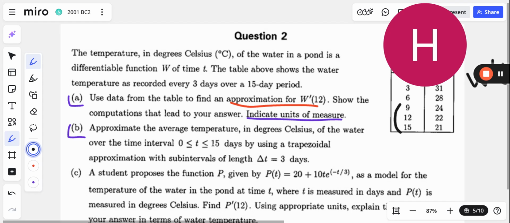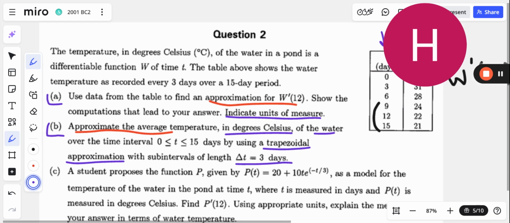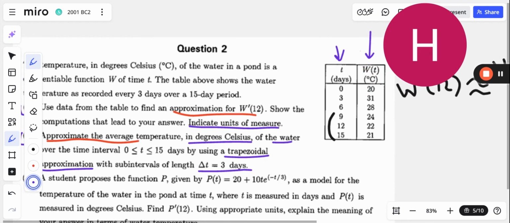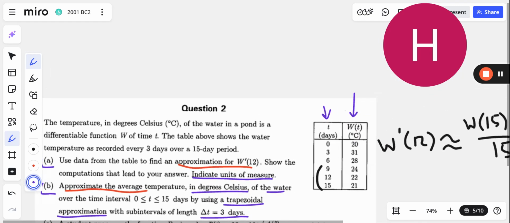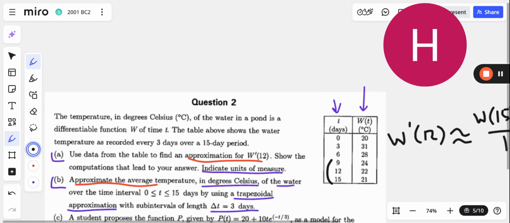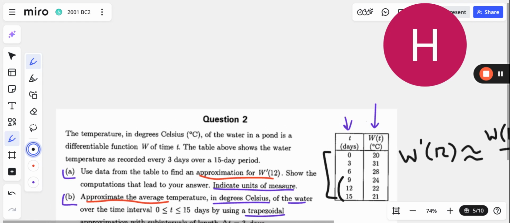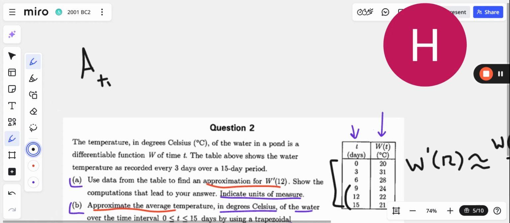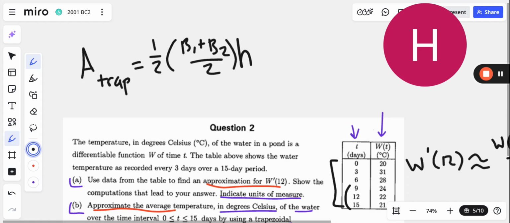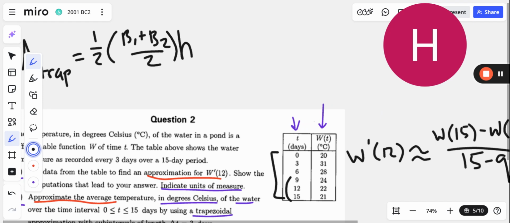So part B, approximate the average temperature in degrees of the water over the time interval by using trapezoid approximations with subintervals of 3 days. So it doesn't tell you how many trapezoids you're going to need, but since each one goes 3 days, we're going to need all of these points. Luckily, these are equal subintervals. So what I can do, since the area formula for a trapezoid is 1/2 base 1 plus base 2 times h, they all have the same h of 3.